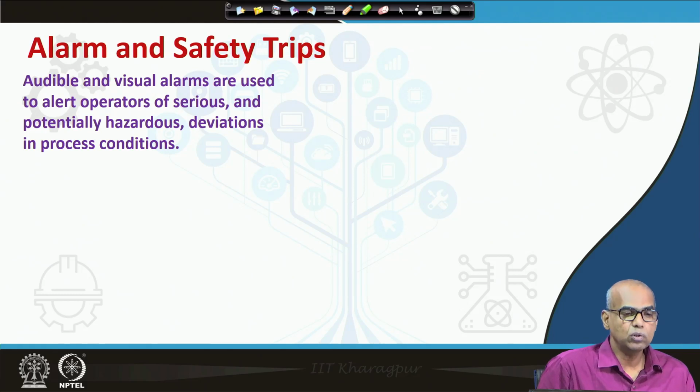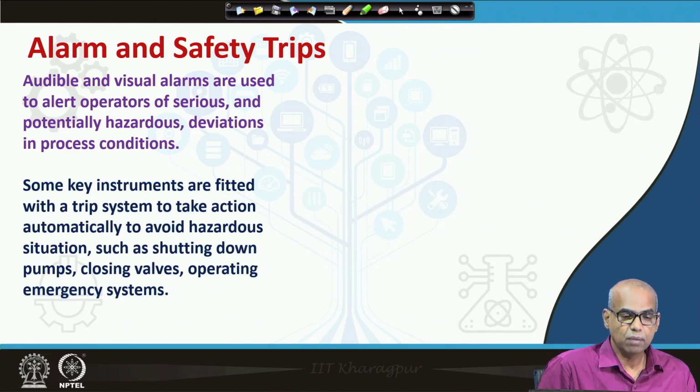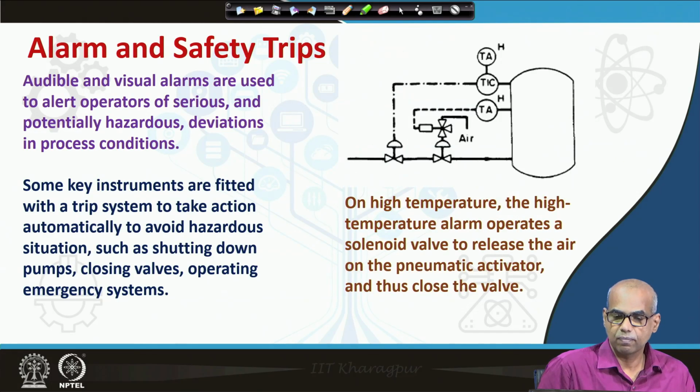Now, let us talk about alarm and safety trips. Audible and visual alarms are used to alert operators of serious and potentially hazardous deviations in process conditions. Some key instruments are fitted with a trip system to take action automatically to avoid hazardous situations such as shutting down pumps, closing valves, operating emergency systems, etc.